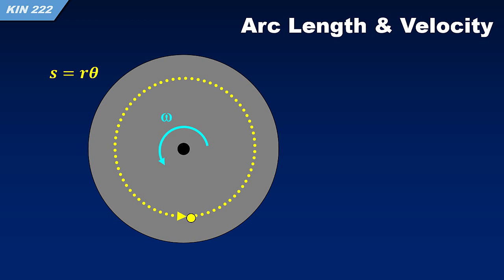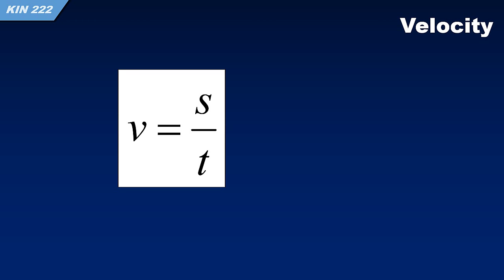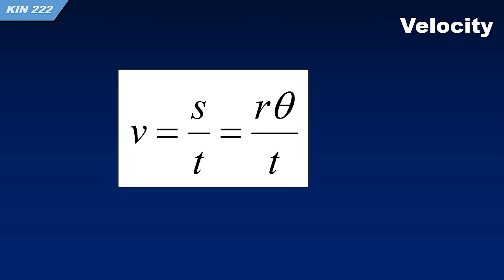So if we're going to think about what is the velocity of that yellow point, it's actually just as simple as saying, well, we know that velocity is distance over time, or the change in distance over the change in time. So we could assume that the velocity of that point might look something like this: the change in position, or the arc length, divided by the time. So if we start with that formula, we know that the arc length is actually the radius times the angular displacement. So we can substitute that in for arc length, and we get this formula.